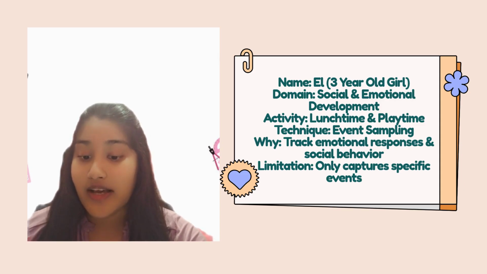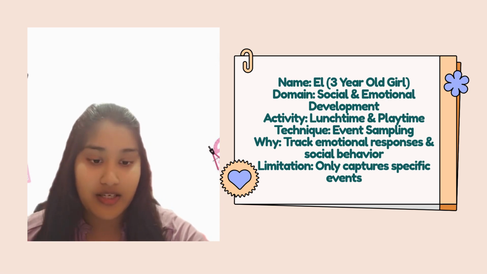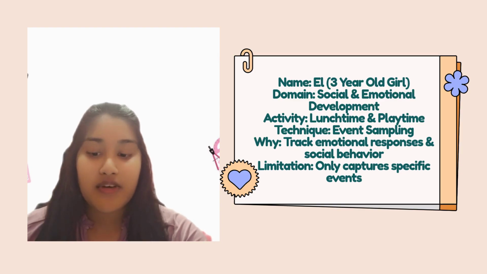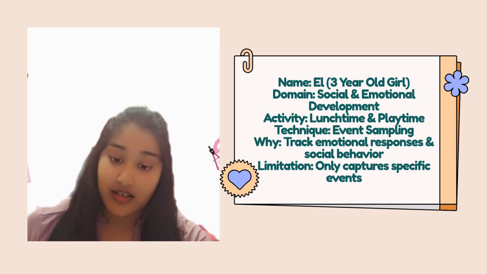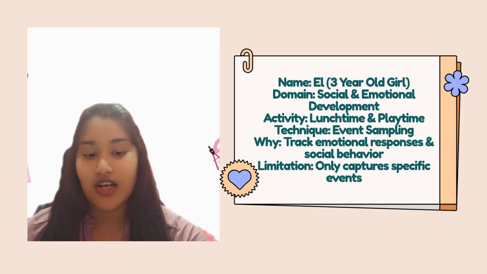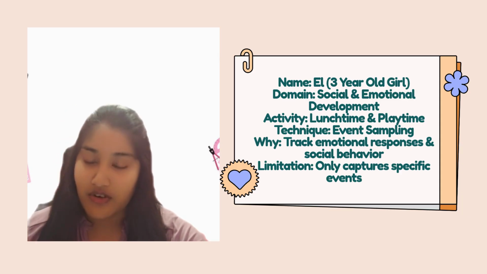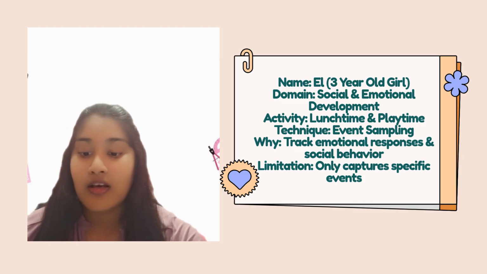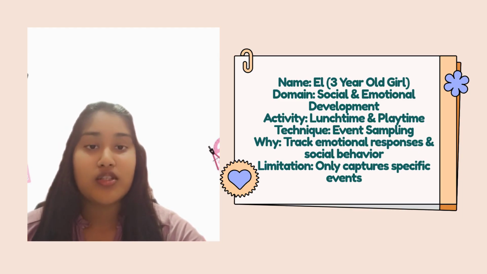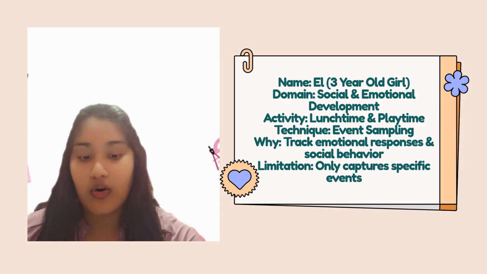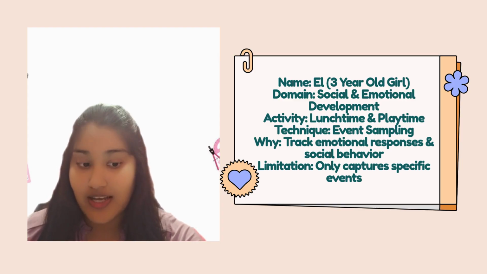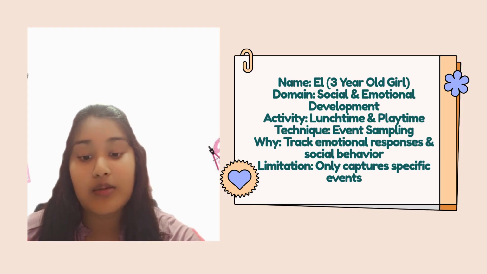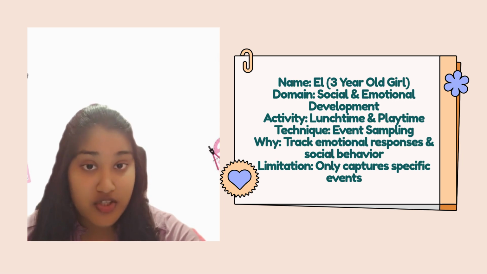So in order to collect my observation data, I used event sampling. Event sampling is a method where specific behaviors are recorded as they occur. And it's commonly used in early childhood settings or classrooms to track behaviors such as social interactions or emotional responses or reactions. I chose this method because I wanted to focus specifically on Elle's emotional responses and her social behavior during key moments throughout the observation period.